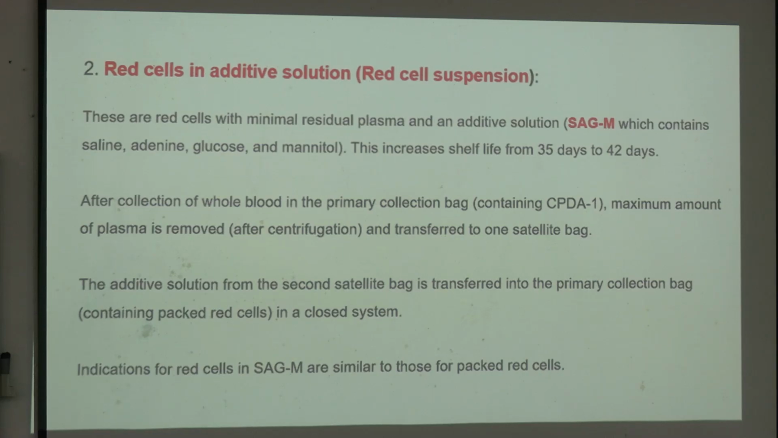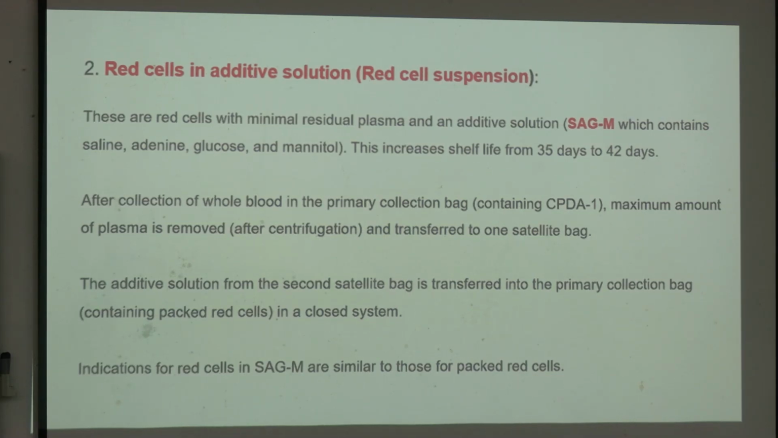So after collection of whole blood in the primary collection bag containing CPDA, that is citrate, phosphate, dextrose and adenine, the maximum amount of plasma is removed after centrifugation and transferred to a satellite bag. The additive solution from the second satellite bag is transferred into the primary collection bag in a closed system.